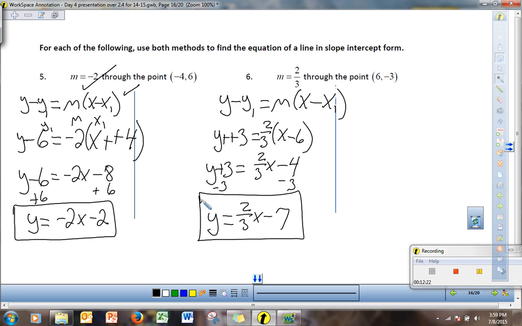These are easy to check, guys, on a test, a quiz, a homework quiz. Plug in 6 right here. Go 2/3 times 6 minus 7 equal, and you better see a negative 3. If you don't, you messed up somewhere. So easy to check.